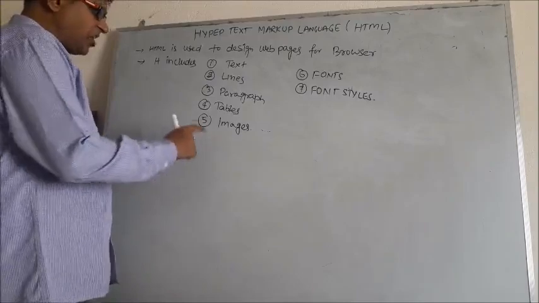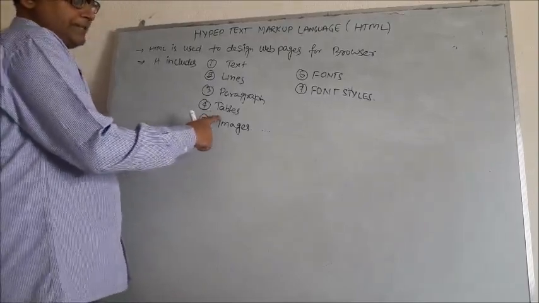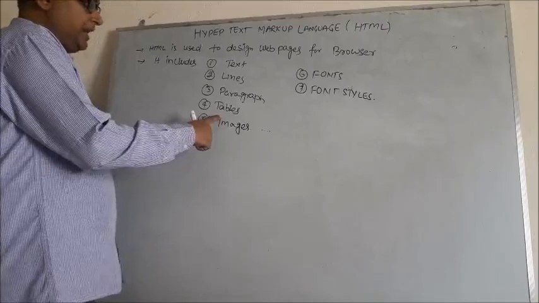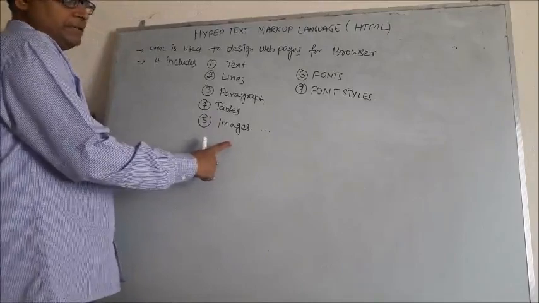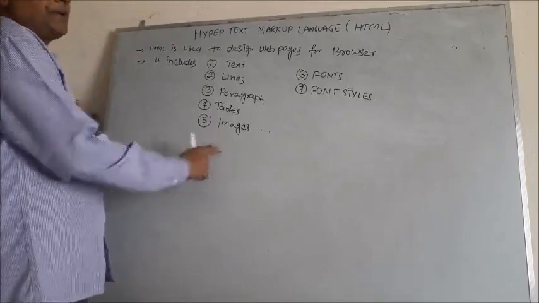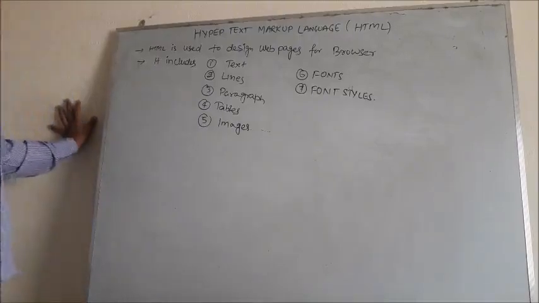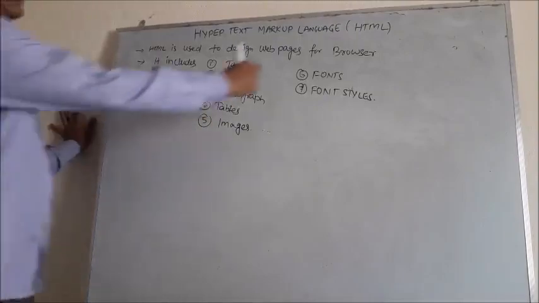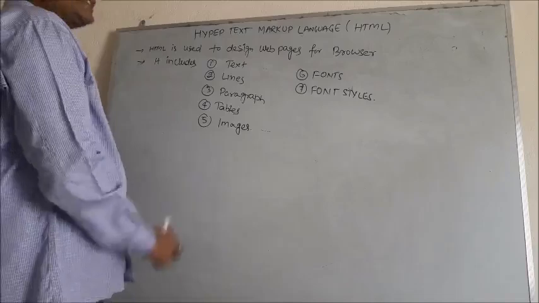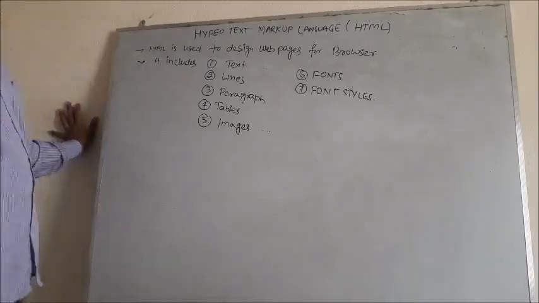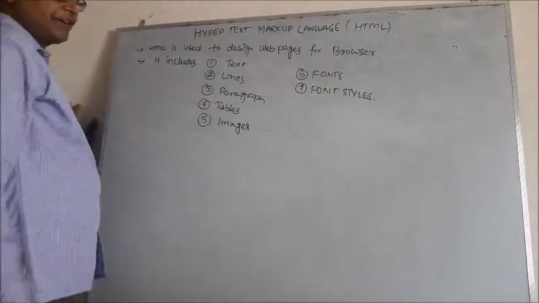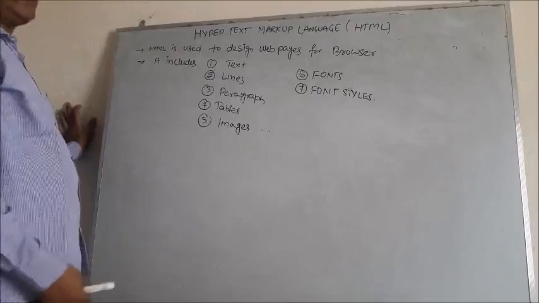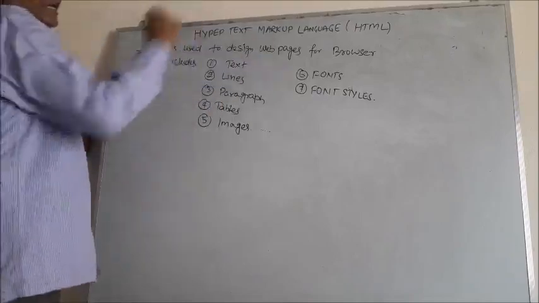Besides that, you can also include tables, right? You can also include various images of various file formats. Normally, if you want to insert an image in an HTML file to create web pages, the JPEG format is most popularly used. So the following are the features or components which can be used in HTML to design web pages, right?